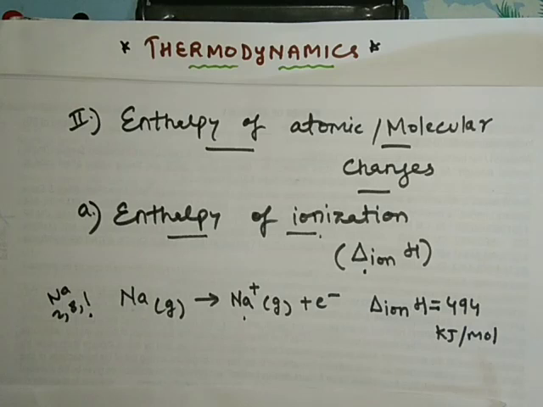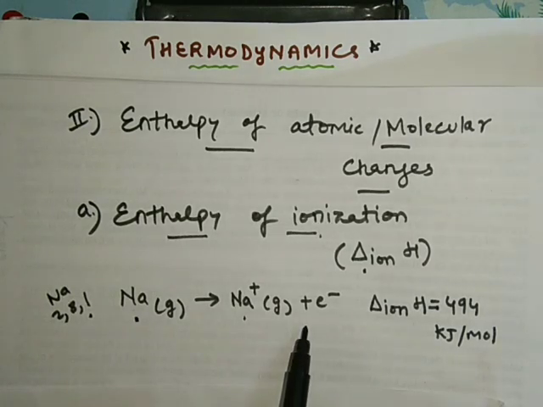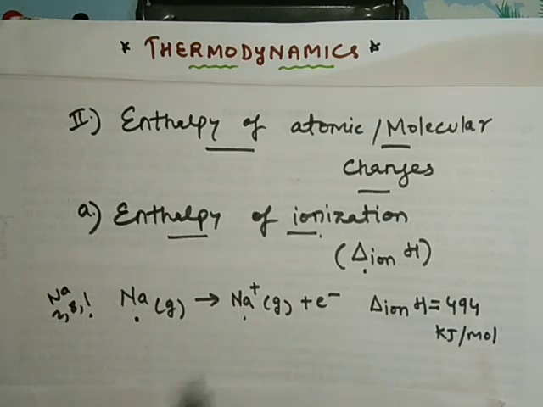How can I give the definition of enthalpy of ionization? The enthalpy change that accompanies, that is involved in, removal of an electron from one mole of any gaseous atom. See, I have taken one atom of sodium in the gaseous state, and it is involving what? Removal of one electron. So the enthalpy change which is involved in this reaction is called enthalpy of ionization.